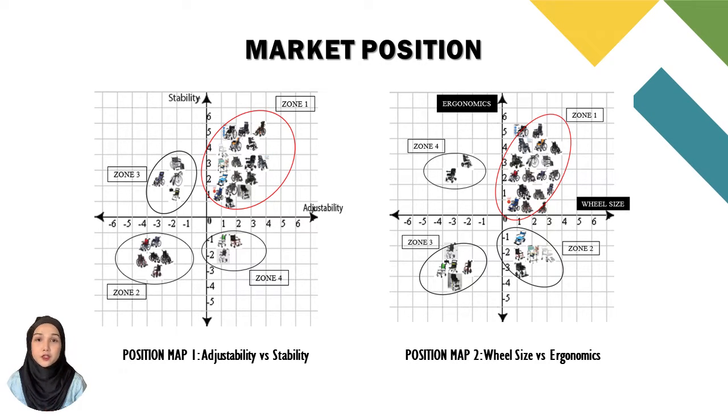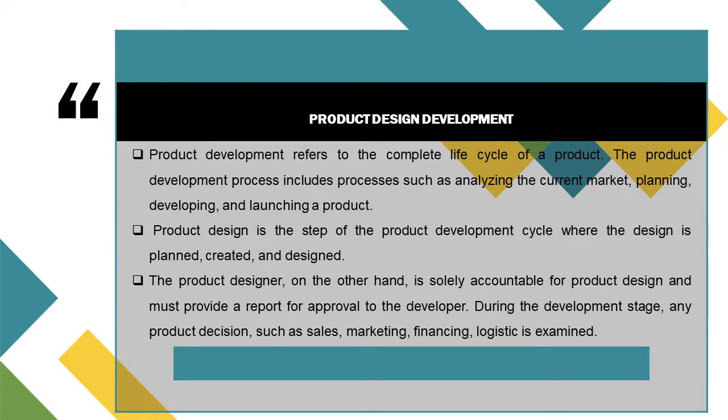After we analyze the zone, we'll be able to set our target market where the project will be more focused on the function, which is adjustability and stability with a big size of wheel and ergonomy. Product development refers to the complete life cycle of a product. The process includes analyzing, planning, developing and launching a product.